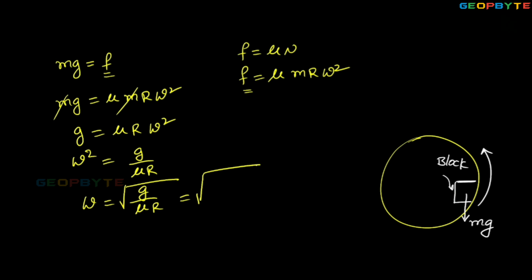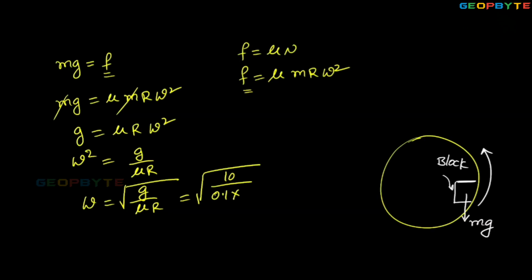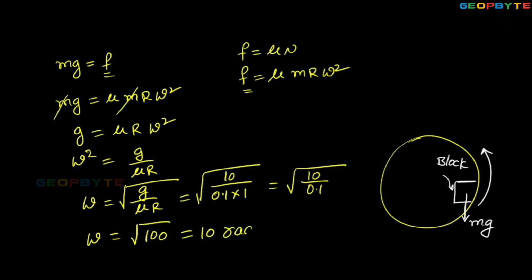It is equal to root over g value 10, and the mu value is 0.1, R is 1. 0.1 into 1 is 0.1 only. It is 10 by 0.1. Therefore, omega equal to root over 100. Root over 100 equal to what? 10 radians per second. That is the minimum angular speed that we need to maintain the static condition between the rotating hollow cylinder and the block which is at the inner walls of the hollow cylinder. Okay, 10 radians per second.